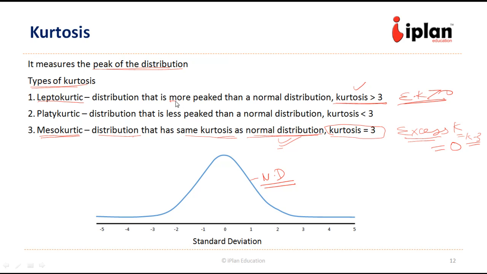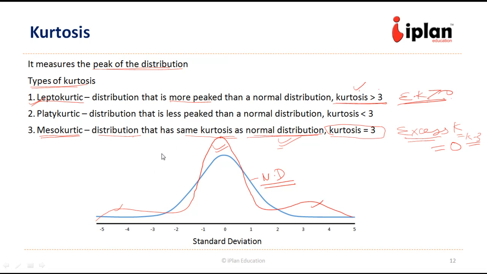So it will have more peak than the normal distribution. So it will have fatter tails and higher peaks. So there will be more data here and at the peak, but it will be taller. So this is called leptokurtic data, or excess kurtosis greater than 0 or kurtosis greater than 3.